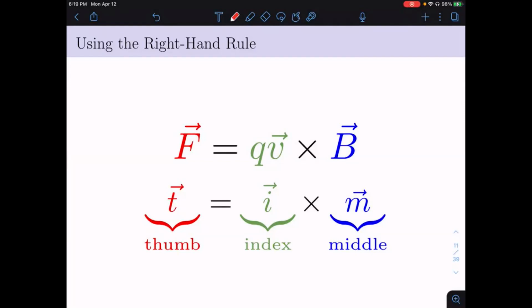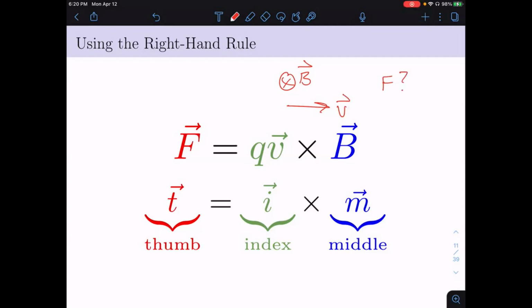I always think of velocity as my index finger, and the B field is my middle finger, for biggest finger. That way my thumb will always point in the direction of my force. Always. So let's do a random example. Let's say I had B field into the page and velocity moving to the right. What direction would my force be? Well, I will do my middle finger first, B field for biggest finger.